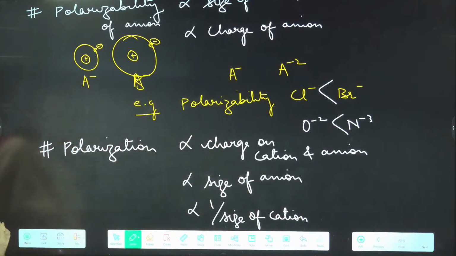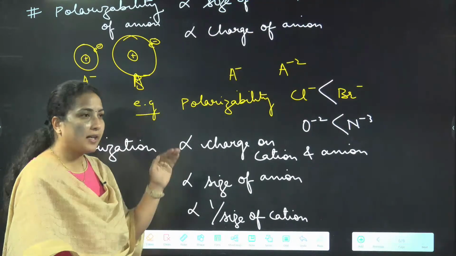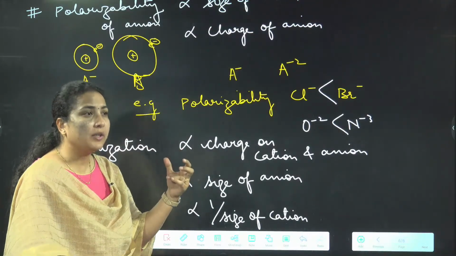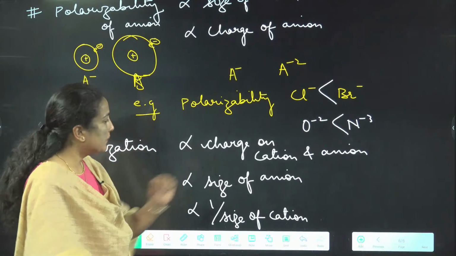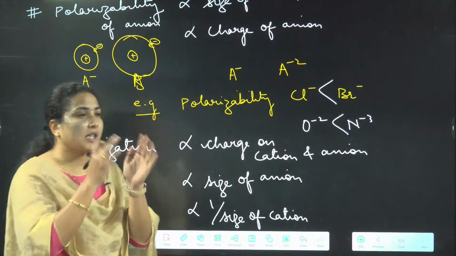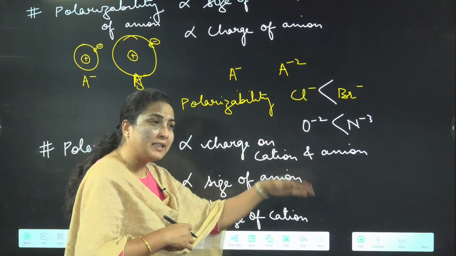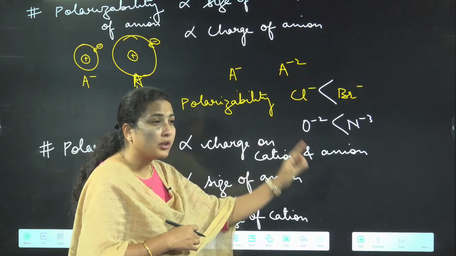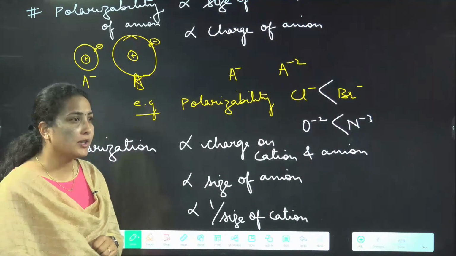Now try to understand, if I am saying that the charge of the cation is high, then it will be able to easily attract the electron cloud towards itself. That means more polarization. Similarly, if the charge on the anion is more, then it's easier for a particular cation to distort the electron cloud of such an ion, because already they are fighting among each other, repulsion is there.